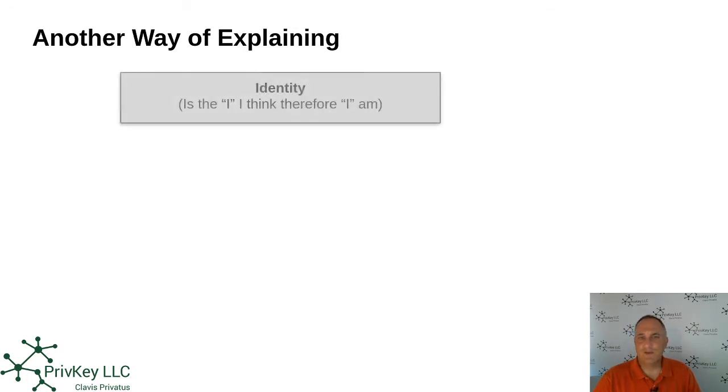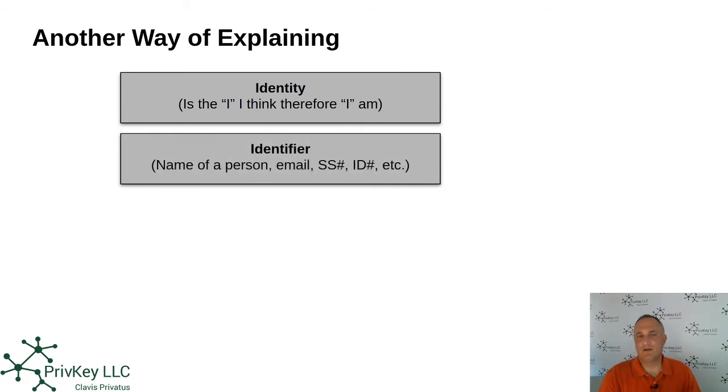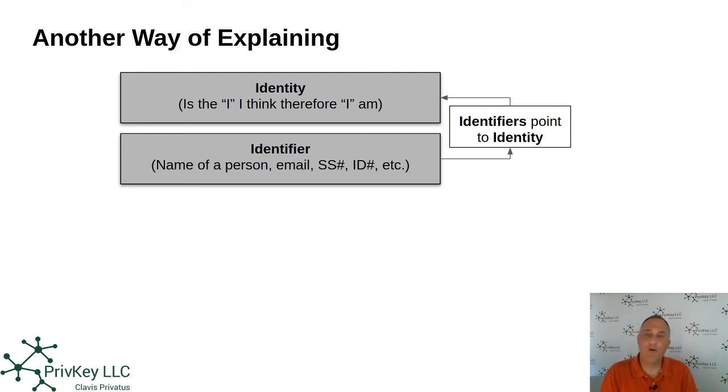Another way to explain this is that we have these components. The first is identity. Another way to say it is, I think, therefore I am. It's the actual individual. So that's what we call identity. The next definition is the identifier. The identifiers are the name of the person, for example. That's one specific identifier. The email, the social security, the ID number, the date of birth. These are identifiers that fall under a specific identity. So identifiers basically point to an identity. They're specific points of data that point to an identity.